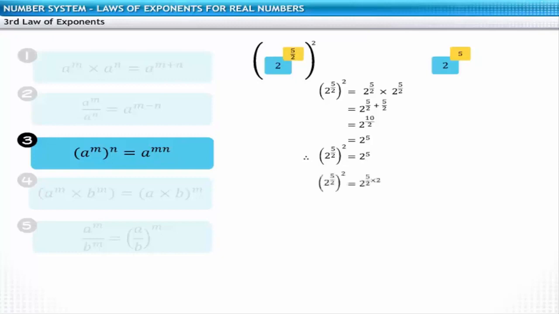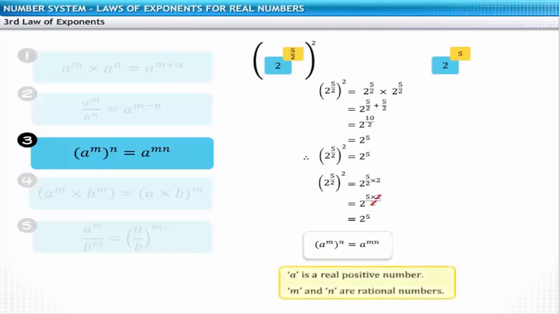This implies that if an exponential term is raised to an exponent, then you can multiply both the exponents. Based on this example, we can generalize the third law, which states that to raise a power to a power, just multiply the exponents. Here a is a real positive number. m and n are rational numbers.